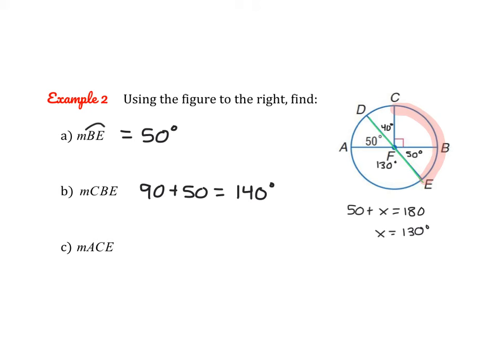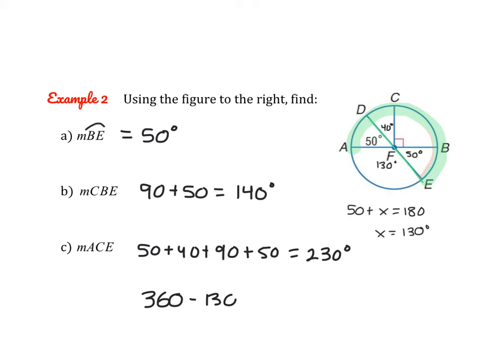For this last one, let's look at arc ACE. That goes from here to here, all the way around to here. So there's 2 ways we can do this. We can either add up all of the parts. So we can say 50 plus 40 plus 90 plus 50, and that will equal 230. So that's one way we can do it, or we can work our way backwards. We could start with the entire circle, and we could take away the part we don't want, which is 130. And we end up with the same exact answer, 230 degrees.